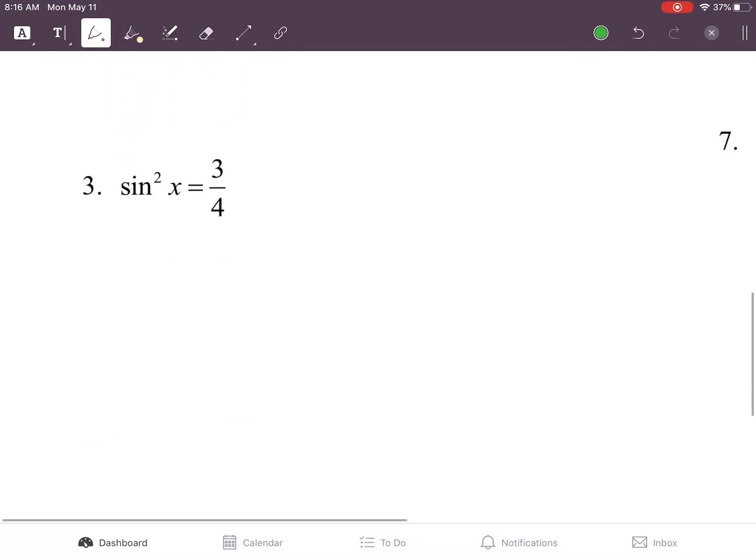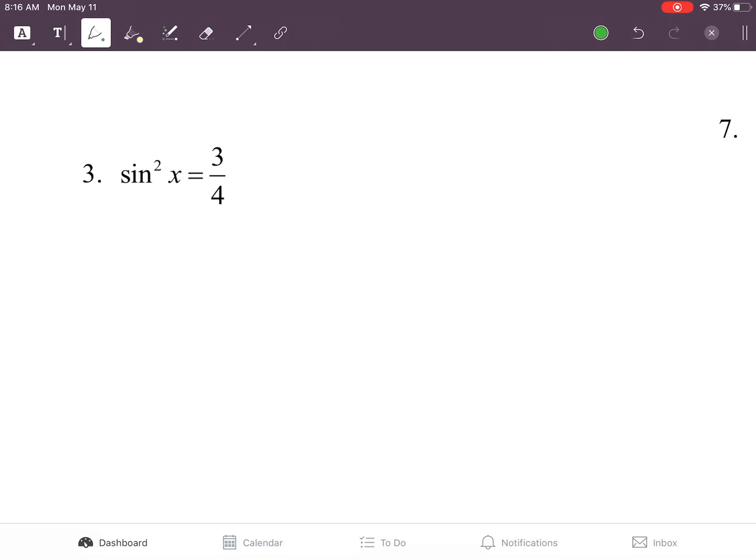All right, number 3. This is a little bit trickier. Now we have sine squared of x equals 3/4. What we want to do is get sine by itself. In order to do that, we have to get rid of the square, so we're going to square root both sides. The square and the square root will go away. You have sine of x is equal to the square root of 3 over the square root of 4, which is just 2. Now, one thing that students will often forget, and I'm sure you're going to forget it too: anytime you square root both sides of an equation, you have to have plus or minus. So the answer is sine of x is equal to plus or minus root 3 over 2.